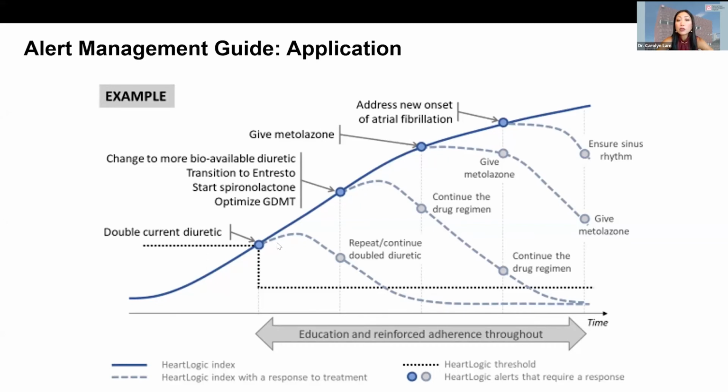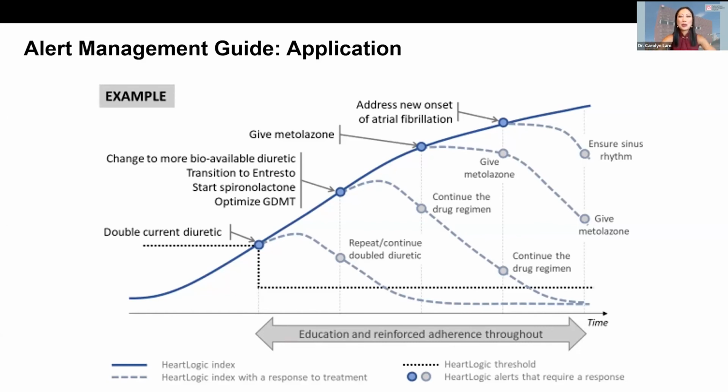Now, if it started coming down, but was still above the alert threshold, we said maintain, right? And so it goes on. And if it goes up further in the second week, we say escalate therapy more and more. And again, with the responses being dictated by how the HeartLogic index behaved.